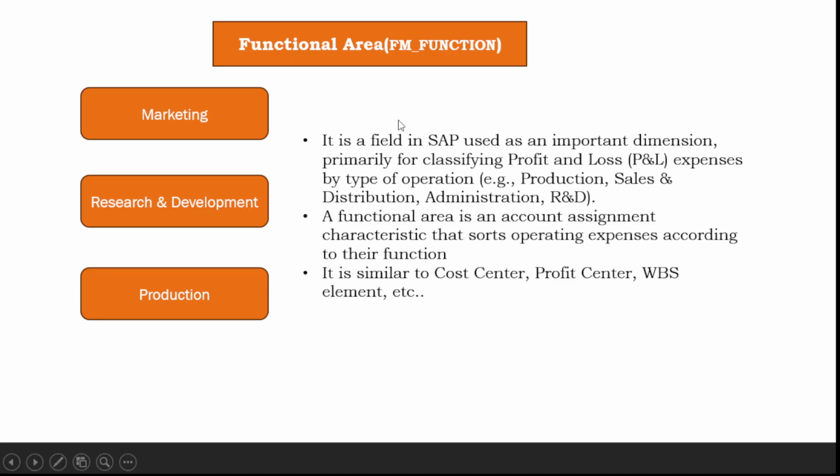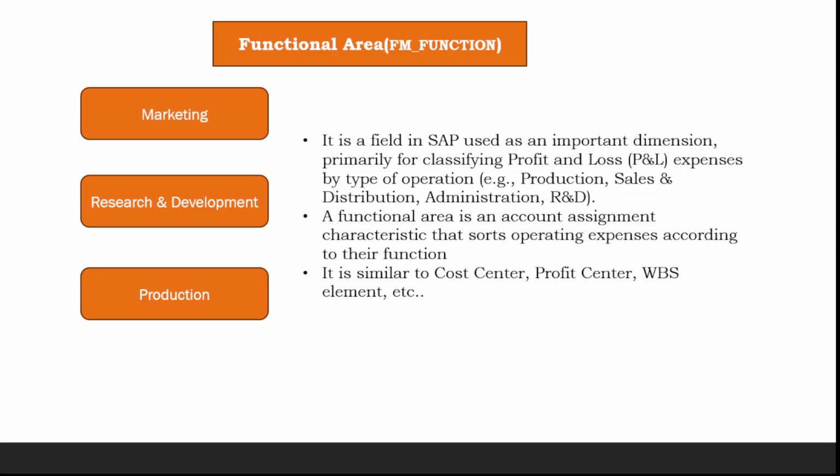Now, as it's explained here, it is a field in SAP used as an important dimension, primarily for classifying the profit and loss expenses according to their functions. What are the functions? Marketing, you have to create a separate functional area. Research and development, another functional area. Production. Similarly, different functional areas can be created, and mostly this functional area is used for cost of sales accounting. We call it COS accounting.